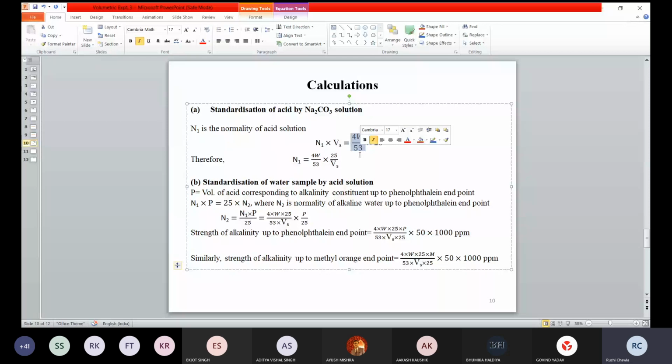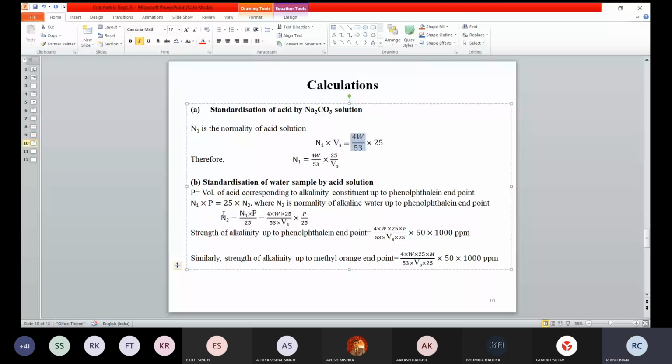And once the normality of the acid has been calculated, you can substitute the terms in the phenolphthalein endpoint expression and the methyl orange endpoint expression. So now I hope the calculation is clear to everyone.